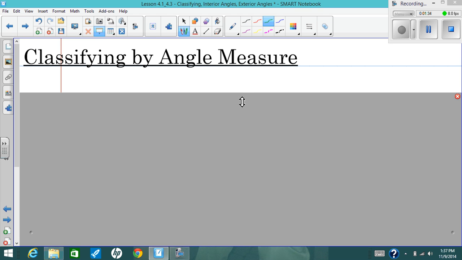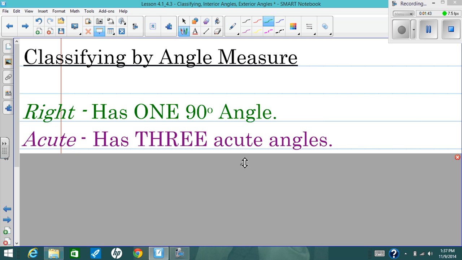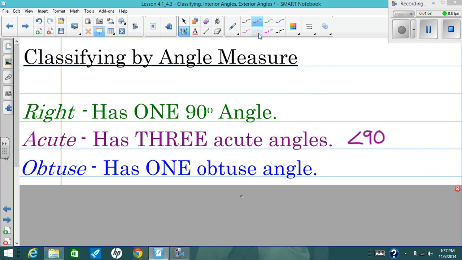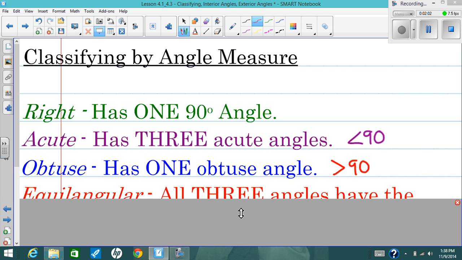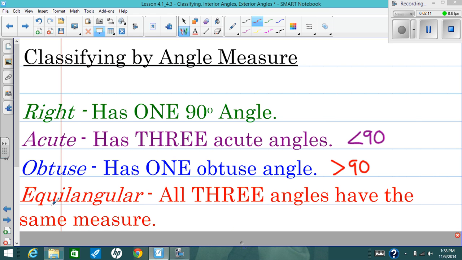You could also classify by how their angles are measured. Here's one we are familiar with. If a triangle has one 90-degree angle, then it's a right triangle. If it has all 3 acute angles, remember acute angles are less than 90 but bigger than 0, then it's an acute triangle. An obtuse triangle has one obtuse angle, so that is an angle that is greater than 90 but smaller than 180. An equiangular triangle is kind of the same thing as an equilateral triangle. All 3 angles are the same. We can call that equilateral as well because all 3 sides will be the same.